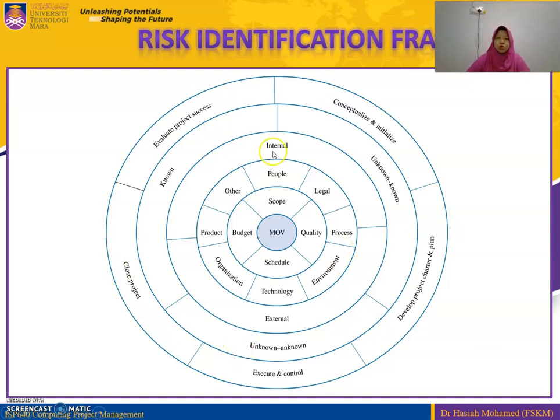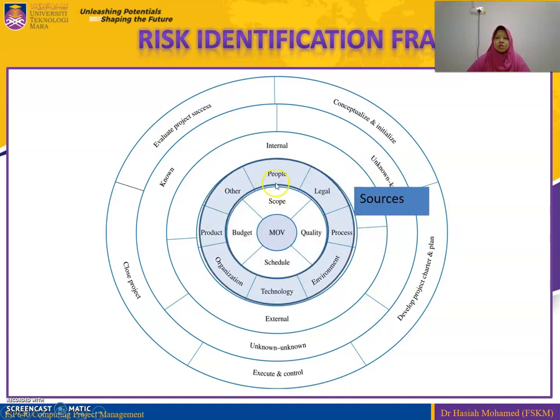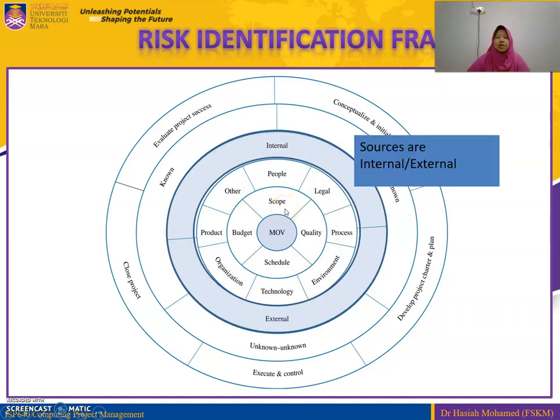If you look at this framework, it's a complete set of elements that we need to have when we handle a project, starting from the MOV, the objective, the budget, scope, quality, and schedule. Then we go into the details of the sources in terms of people, legal, process, environment, and technology. Then we look at the sources from internal and external.